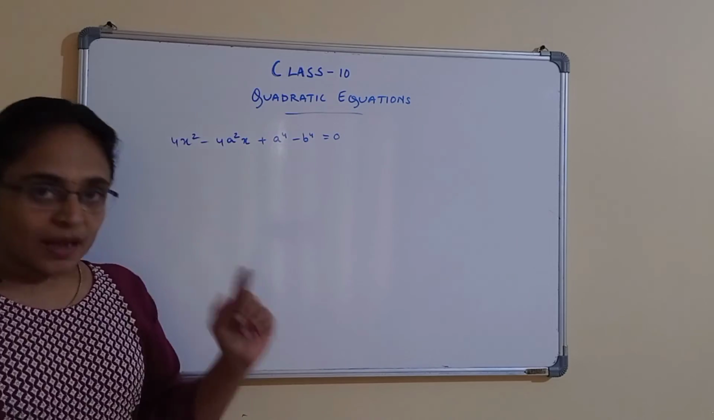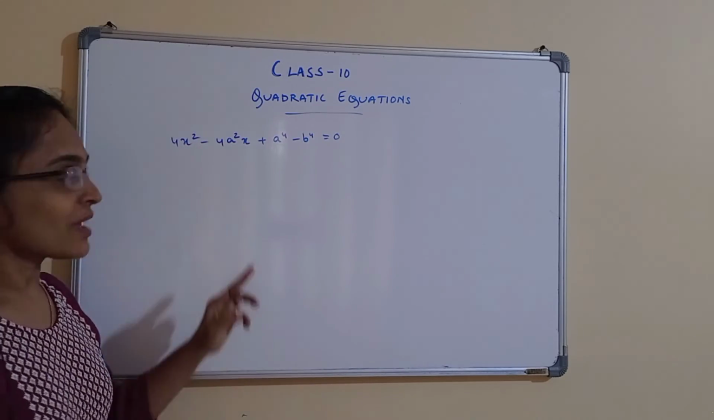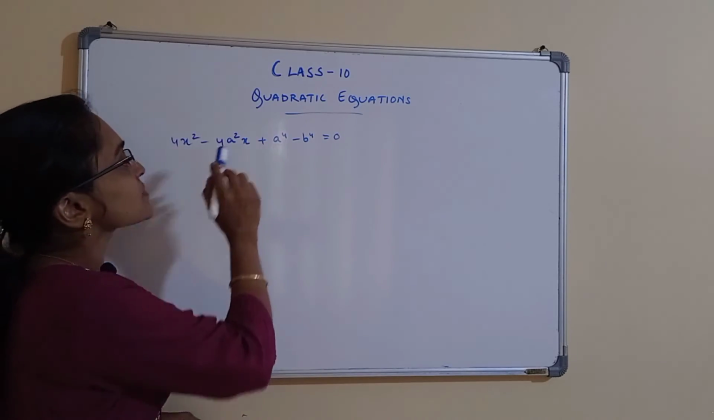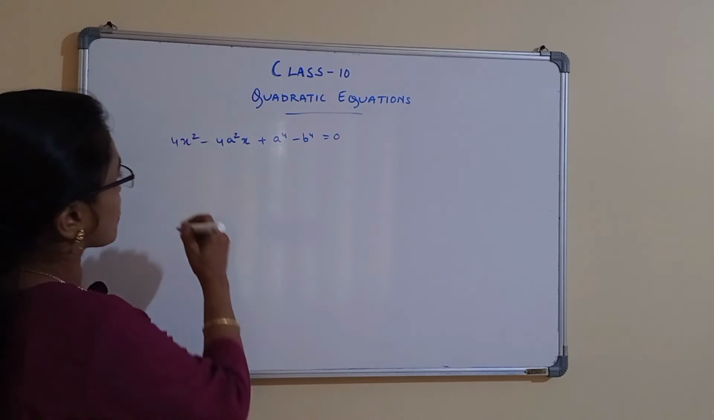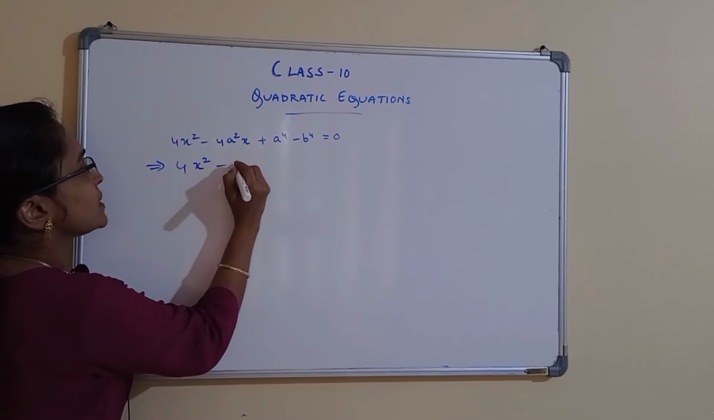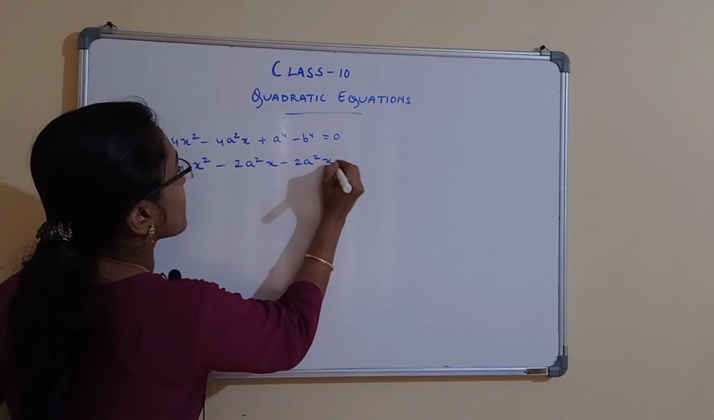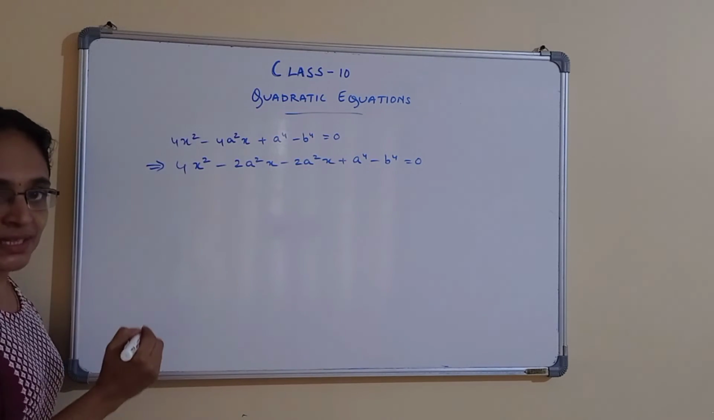Okay. Now we are going to solve this equation by the method of factorization. This is a bit tough, but we are going to solve it. 4x square minus 4a square x plus a raised to 4 minus b raised to 4 equal to 0. So we can write this as 4x square minus 2a square x minus 2a square x plus a raised to 4 minus b raised to 4 is equal to 0.